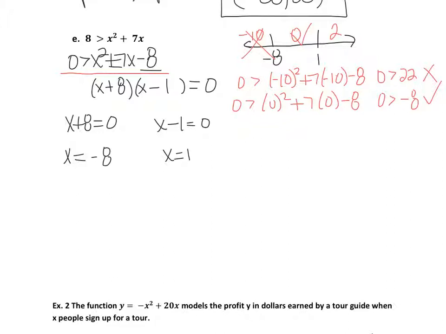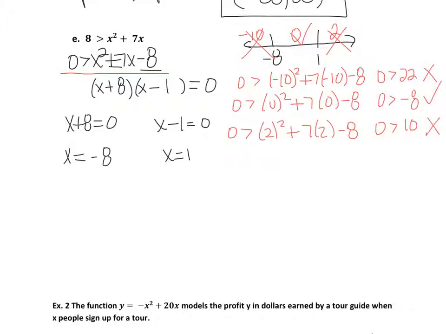I have one more interval to test, so I'm going to plug in 2. 2 squared plus 7 times 2 minus 8. And when I do that, I get 10. Is 0 greater than 10? No. So, again, for your final answer, you go back and look to see where the true statements are: from negative 8 to positive 1.